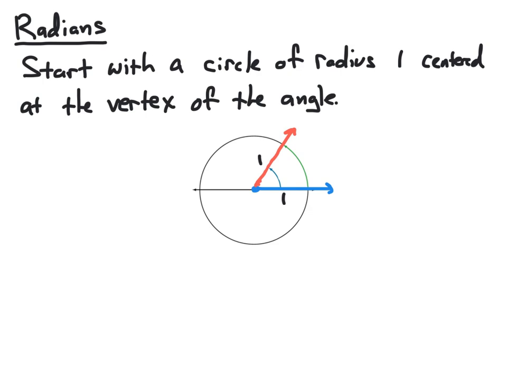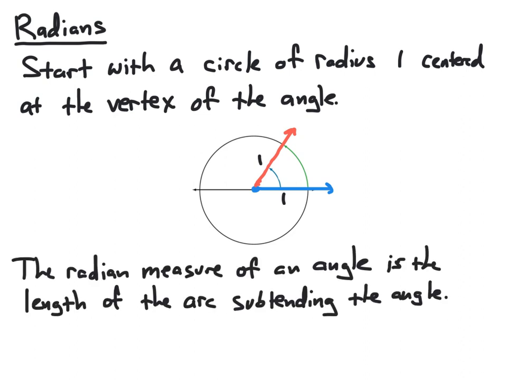To define radians, we're going to start with a circle of radius 1 centered at the vertex of the angle, as we see here. In this picture, the blue side is our initial side of the angle, and the red side is the terminal side of the angle. Both of the sides from the vertex to the circle have a length of 1 because the circle has radius 1.